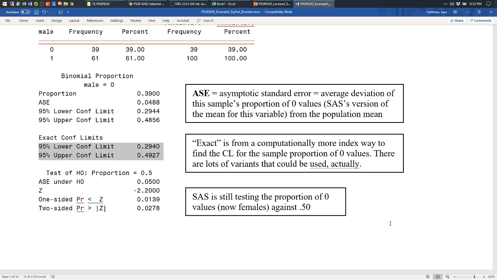How likely is it? Well, we get a z of negative 2.2. So now we're over here. If the null hypothesis this time, the center, is 0.5, our negative z puts us out here. Z of negative 2.2. So how likely is it that we would get a proportion of females of 0.39 if it's supposed to be 0.5? Not very likely. Less than 3% of the time.